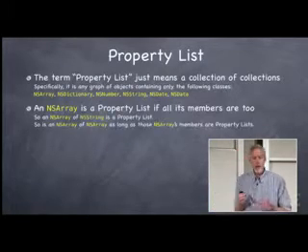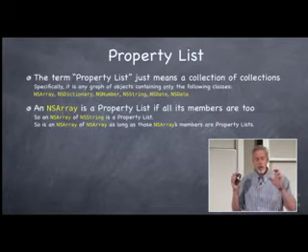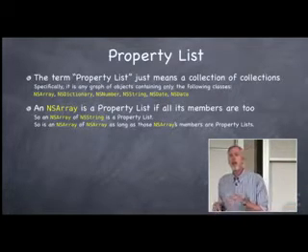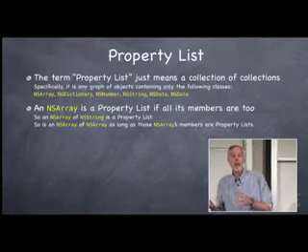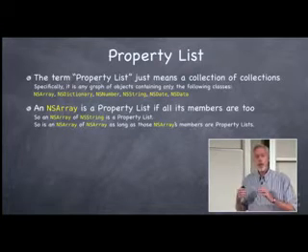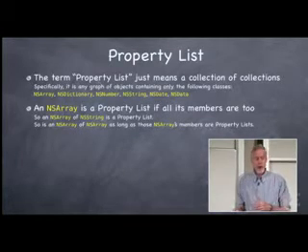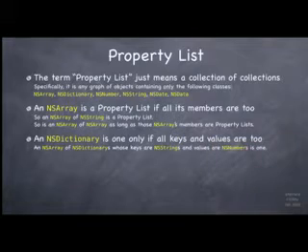So for example, an array would be a property list if all the members in the array were also property lists. So if they were all strings, or if they were all arrays of something that is also a property list, then you'd be able to call that array a property list. Or for a dictionary, all the keys and all the values must all be property lists. So I use an example here, an array of dictionaries whose keys are strings and values are NSNumbers, that would be a property list, because all the keys and all the values of the arrays, everything is one of those 6 classes.